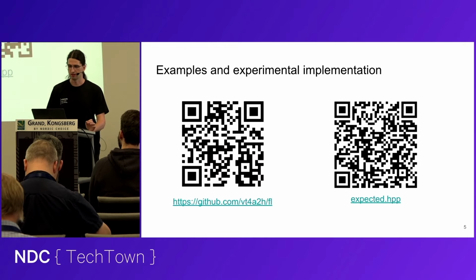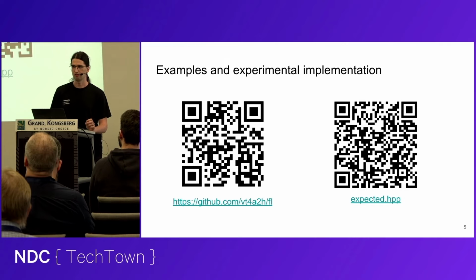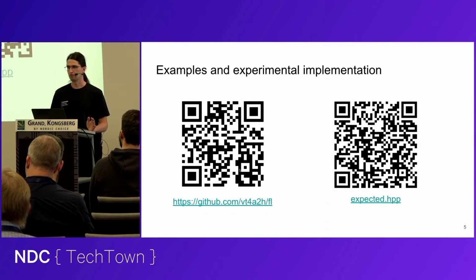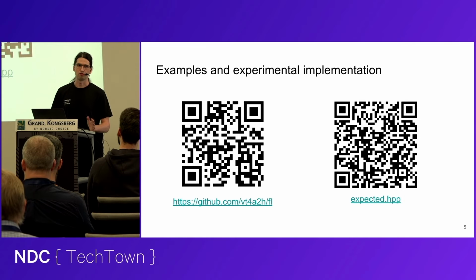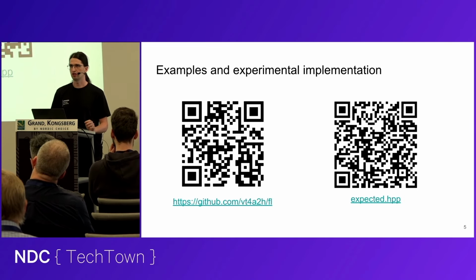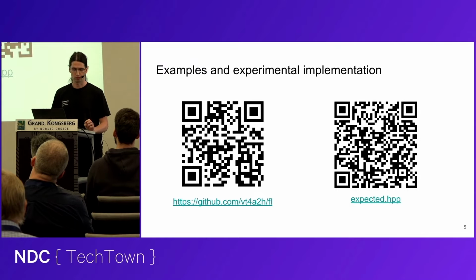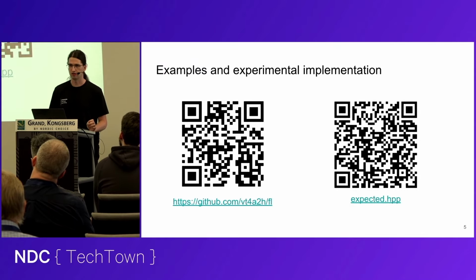First of all, examples and experimental implementations are on GitHub. There is the first QR code. This one is the library itself with many functional primitives and stuff, and the second one is expected itself. You don't really need to memorize or scan it right now. I will share slides in the Slack channel just after the talk.